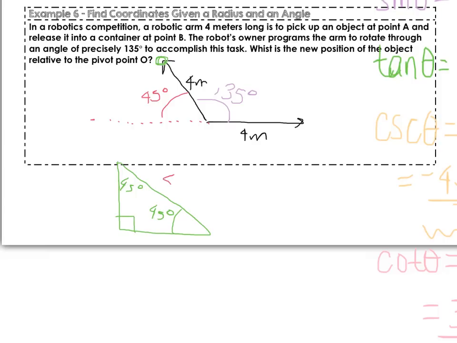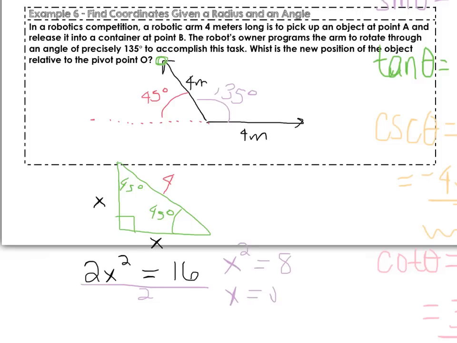We're given that the radius of the arm is 4, which in this scenario is going to be the hypotenuse of this right triangle. With 45, 45 triangles, we know that our two legs are the same. So when we do the Pythagorean theorem, we end up with 2x squared is equal to 4 squared, which is 16. The reason I can do that is because x squared plus x squared is just 2x squared. Now we divide both sides by 2, and we get x squared is equal to 8. Take the square root, and we get the square root of 8, which simplifies to 2 radical 2.